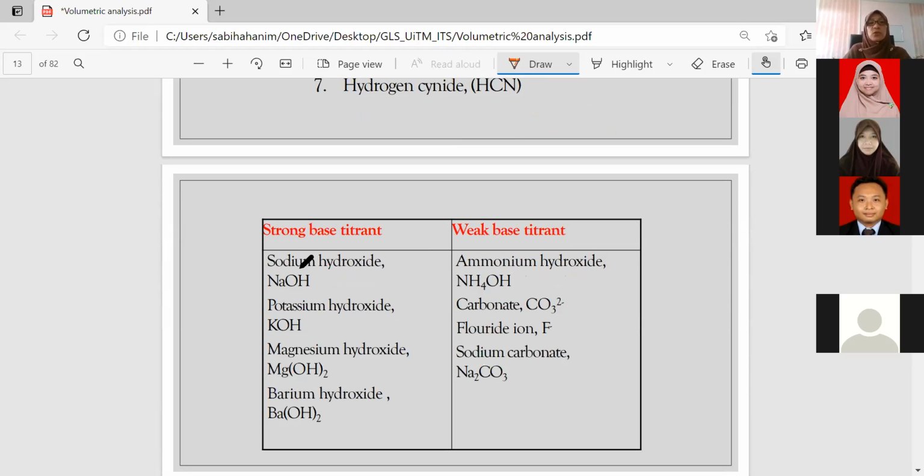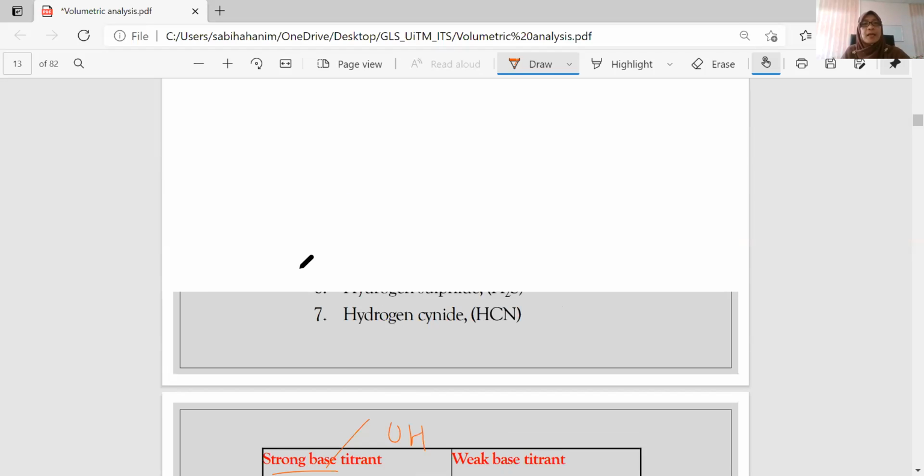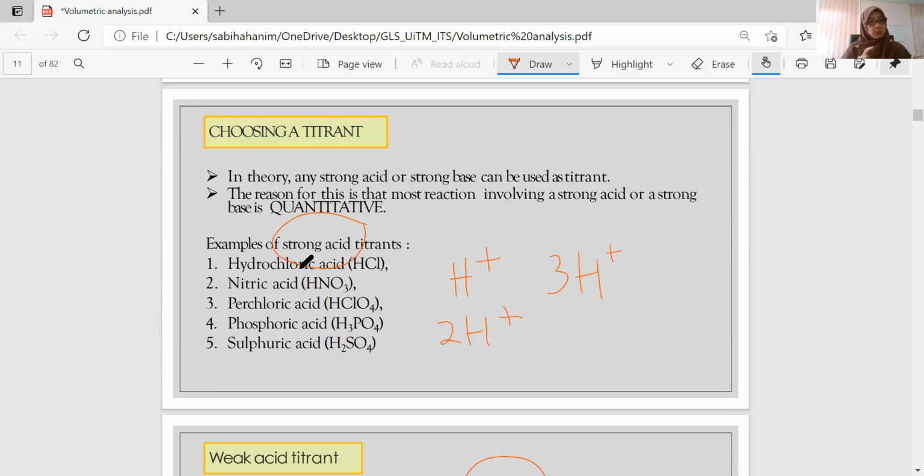How about the strong base? Examples of strong bases are sodium hydroxide, potassium hydroxide, magnesium hydroxide, and also cadmium hydroxide. For the base, we have OH, whereas for the acid we have H plus. How about the weak base? Weak bases include ammonium hydroxide, carbonate, chloride, and also sodium carbonate. These are examples of strong bases and weak bases. To perform the titration, we use an acid or a base, and we can react a strong acid with a strong base, or a strong acid with a weak base. So take note.